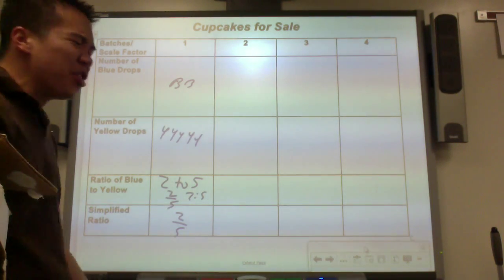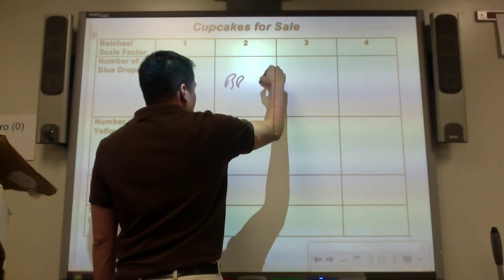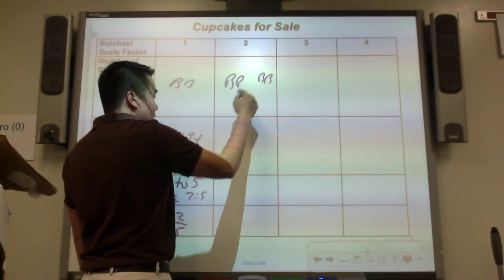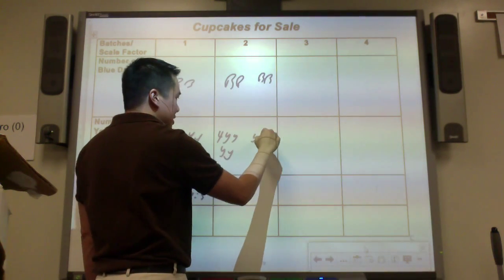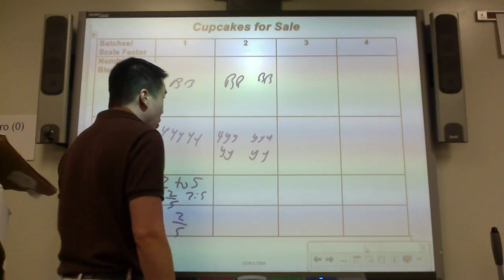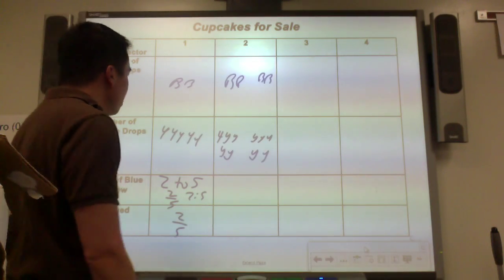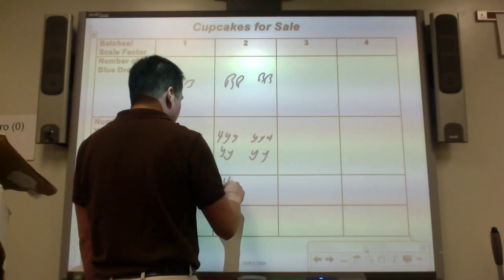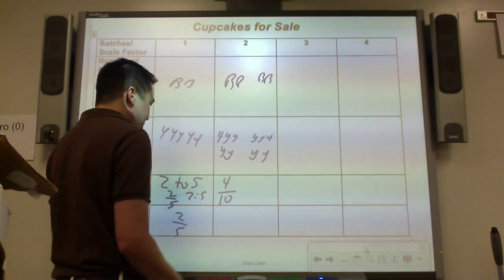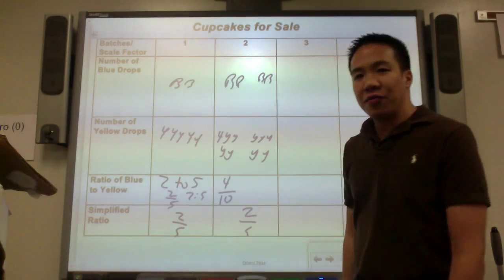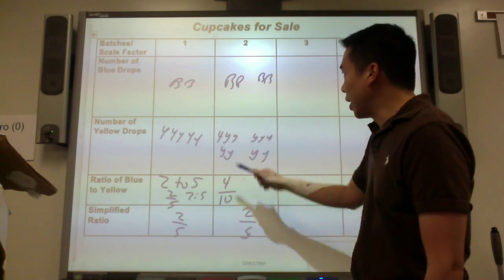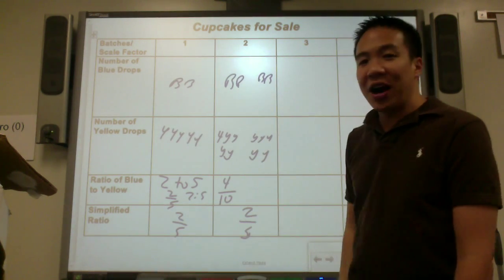What if you make another batch of this? This is the original batch. Here's the second batch. That's the first batch, second batch. So in the second batch, how many blue dots do you need? 4 blue dots to 10 yellow dots. Can you simplify this? It still has a ratio of 2 to 5. That means for every 2 blue dots, you'll have 5 yellow dots.